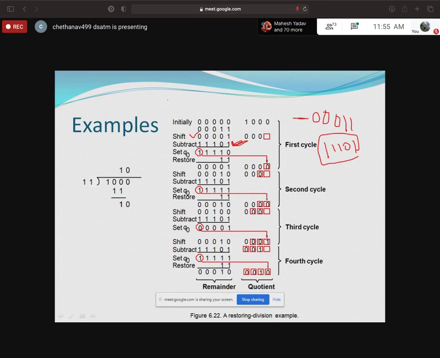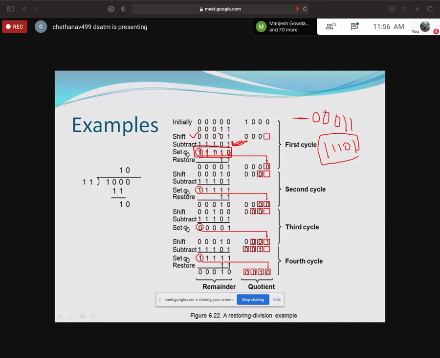Okay. So I've negated the value, and now I'm just going to add it. 1 plus 1 is 0, carry 1. So I'm keeping here 1. Then 0 plus 1 is 1, 0 plus 1 is 1, 0 plus 1 is 1. So this is actually the first procedure.